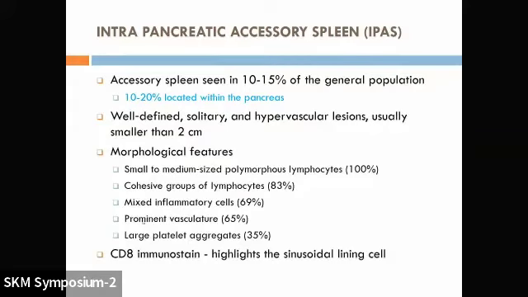But the three features, mixed inflammatory cells, prominent vasculature, and large platelet aggregates, are the features that one should always be looking for when you have a suspicion of this entity. The mixed inflammatory cells and prominent vasculature are seen in two-thirds of the cases, and large platelet aggregates are seen in about one-third of cases. However, the most important confirming immunostain is CD8, which highlights the sinusoidal lining cells.